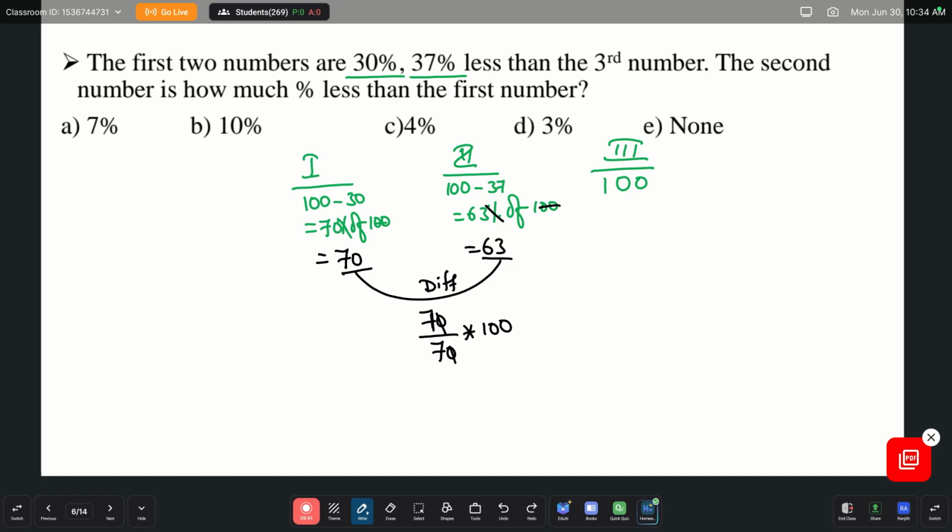Sorry, the difference is 7. Zero is cancelled. One second. The difference is 7 by 70 into 100. Zero is cancelled, 7 ones are 7 is cancelled. Then the percentage will be equal to 10%. Okay.